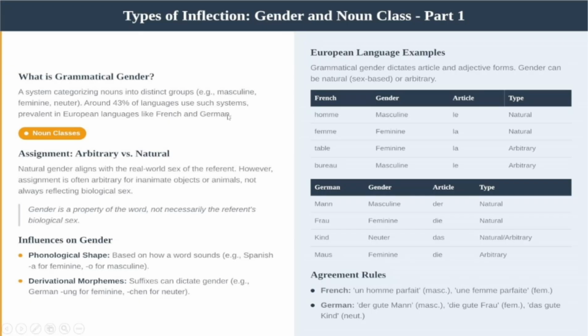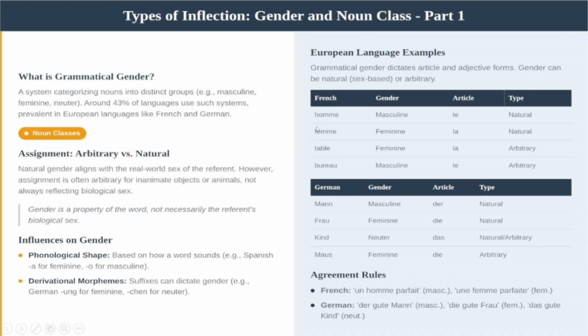And now the assignment. We have two ways to see how these nouns are assigned. The first one is, let's do natural first. Natural is when the noun's gender actually matches real life.